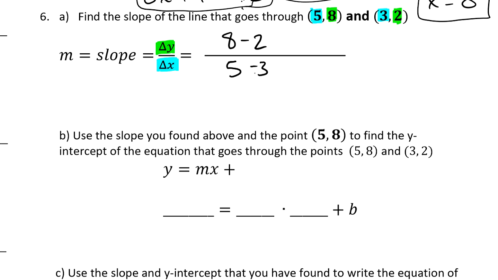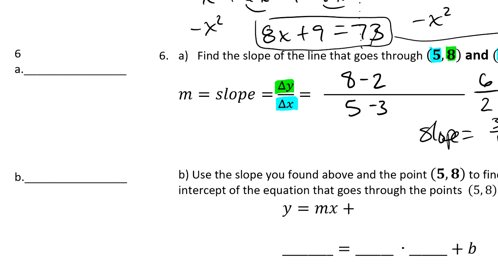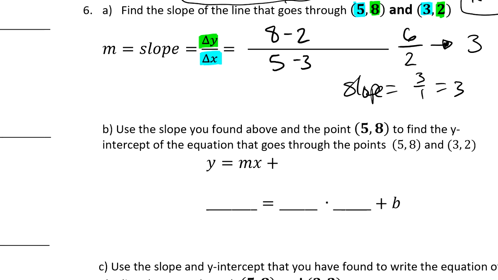In my numerator, 8 minus the number 2 is 6. And in my denominator, 5 minus 3 is 2. And when I divide, I get that my slope is 3. So my slope is 3, right? It's up 3 over 1, or I can just write it's just 3. So the first part here, what's the slope? The slope is 3 units up over 1 unit, 3 over 1.